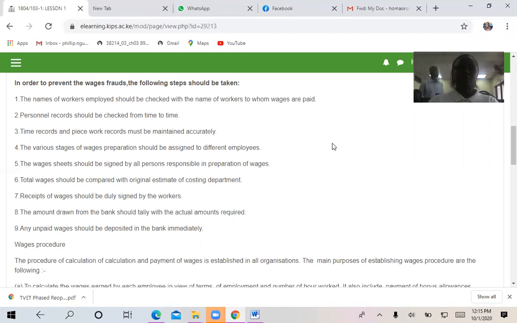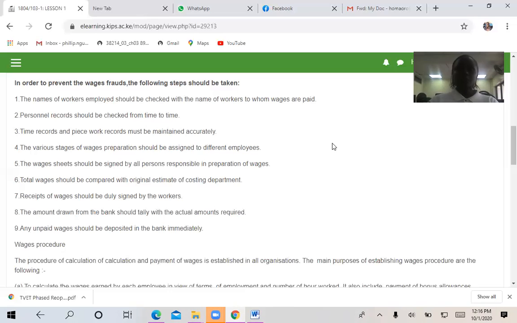The various stages of wages preparation should be assigned to different employees, and also the wage sheets should be signed by all persons responsible in the preparation of wages. Total wages should be compared with the original estimate of the costing department. Another step is to look at the receipts of wages, which should be duly signed by the workers.